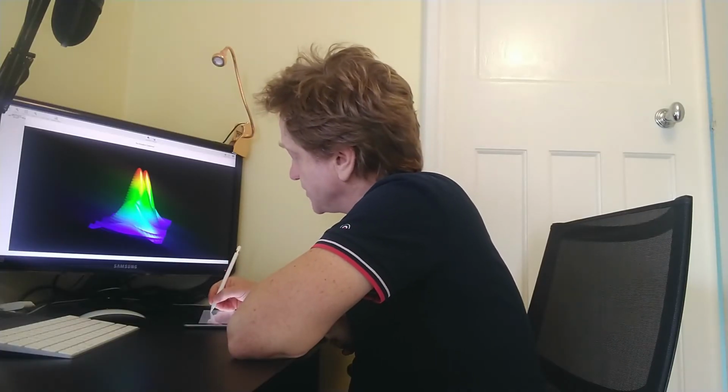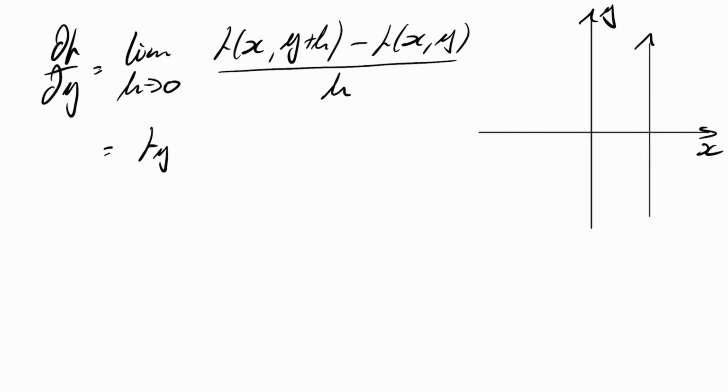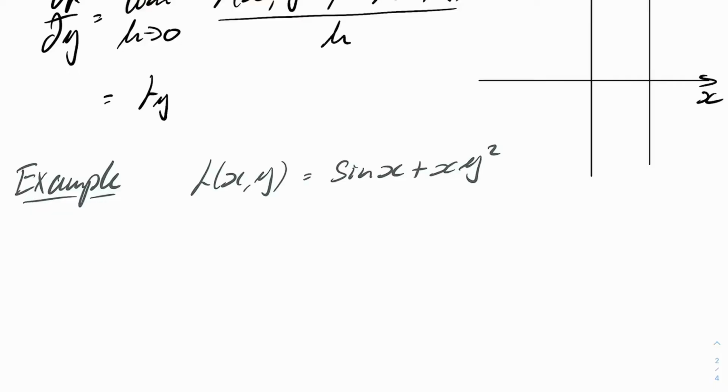Similarly, in the y direction, we move along a line where x is equal to a constant and form the partial derivative with respect to y. So in this case, we vary y. We look at f of x and y plus h minus f of x and y over h and take the limit as h tends to 0. And so because the definition is the same as we do for single variable calculus, all we do really is a conceptual change.